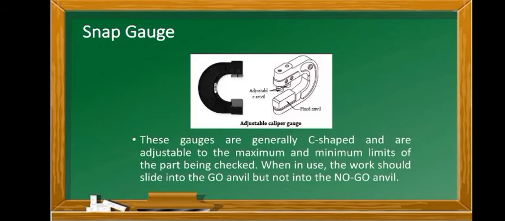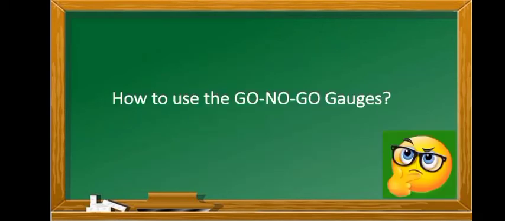The adjustable caliper gauge is the other kind or form of snap gauge. These gauges are generally C-shaped and are adjustable to the maximum and minimum limits of the part being checked. When in use, the work should slide into the go anvil but not into the no-go anvil. Snap gauges, as adjustable caliper gauges, can be used for checking external sizes in any place along the length of a work. So, how to use the go-no-go gauges?